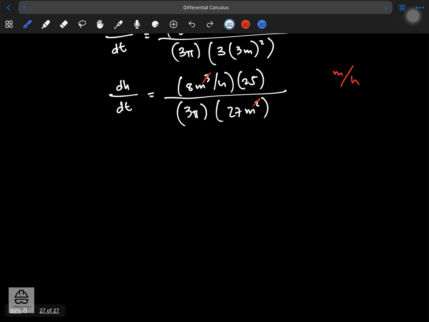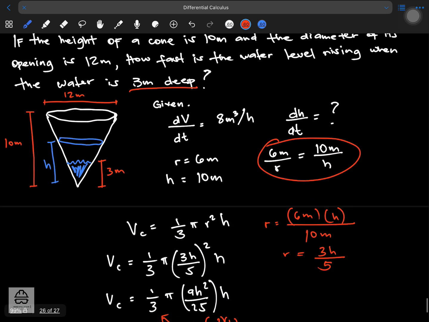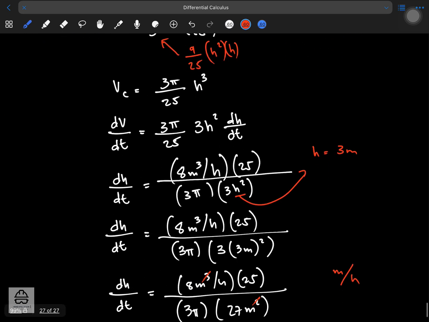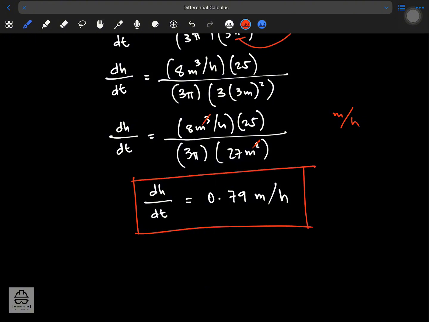Then let's calculate this in our scientific calculator. Therefore, the change in height with respect to time is equal to 0.79 meters per hour. So ngayon nahanap na po natin yung question dito na how fast is the water level rising when the water is at 3 meters deep. So yung speed po ng water is at 0.79 meters per hour. So this is the final answer.